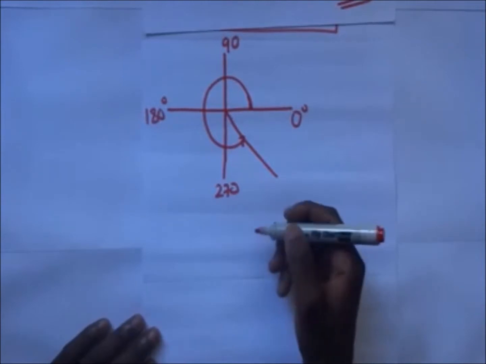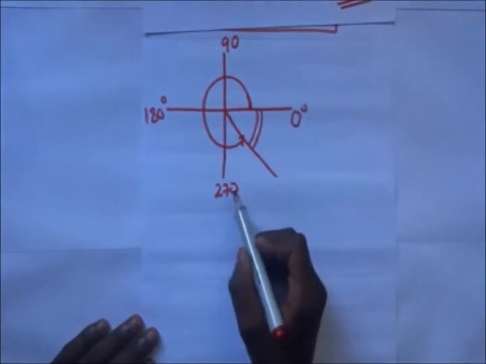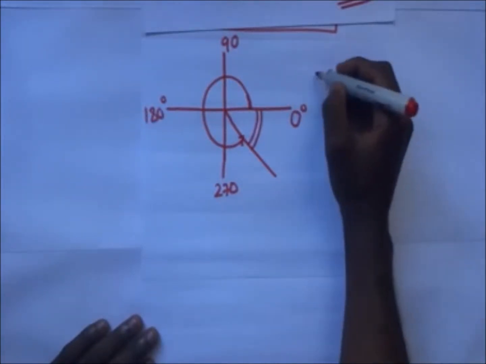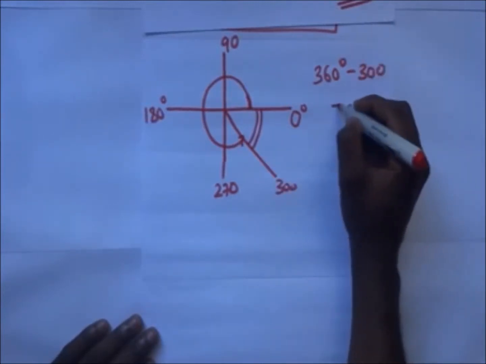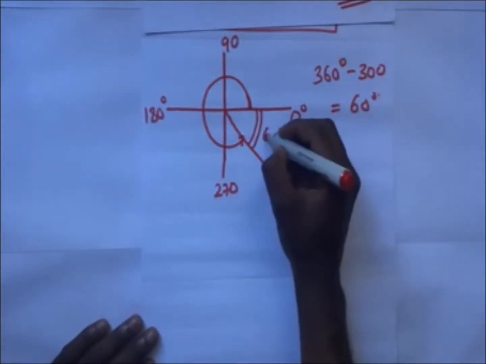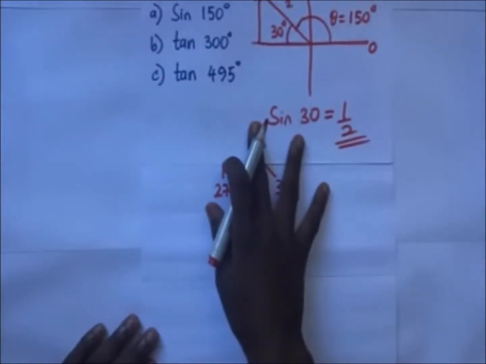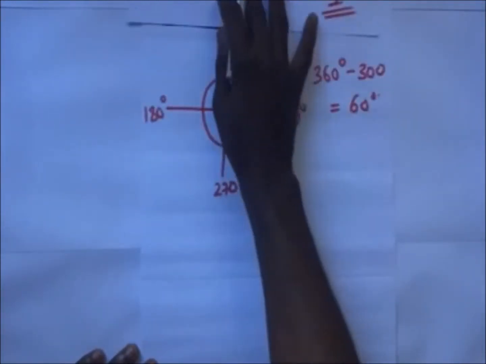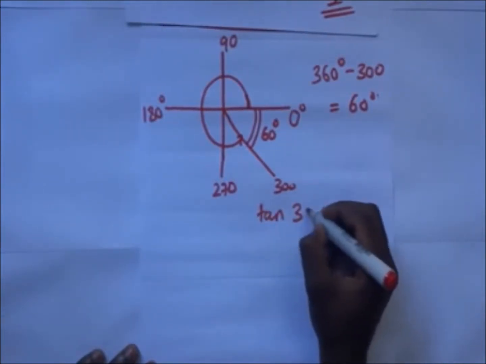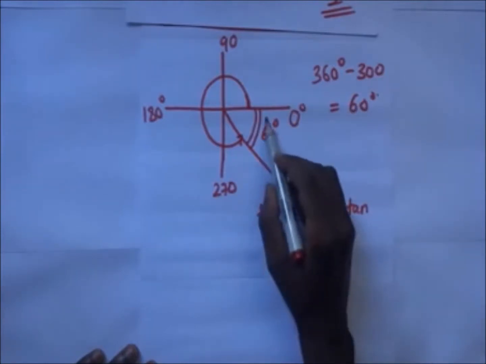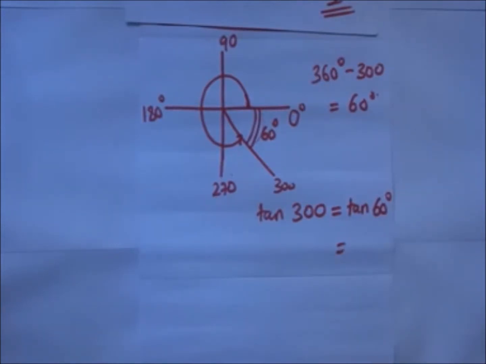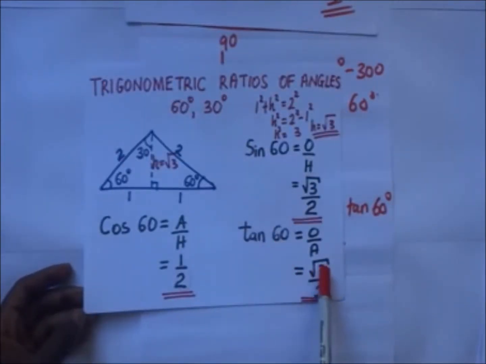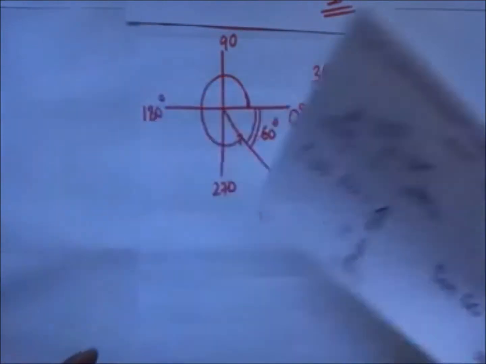If 300 degrees is lying within the fourth quadrant, what angle has remained? It is going to be 360 degrees minus 300, and you remain with 60 degrees. Now, they want the tangent of 300. So the tangent of 300 is the same as the tangent of this 60 degrees. What's the tan of 60 degrees? From our ratios earlier, tan of 60 is root 3 over 1.